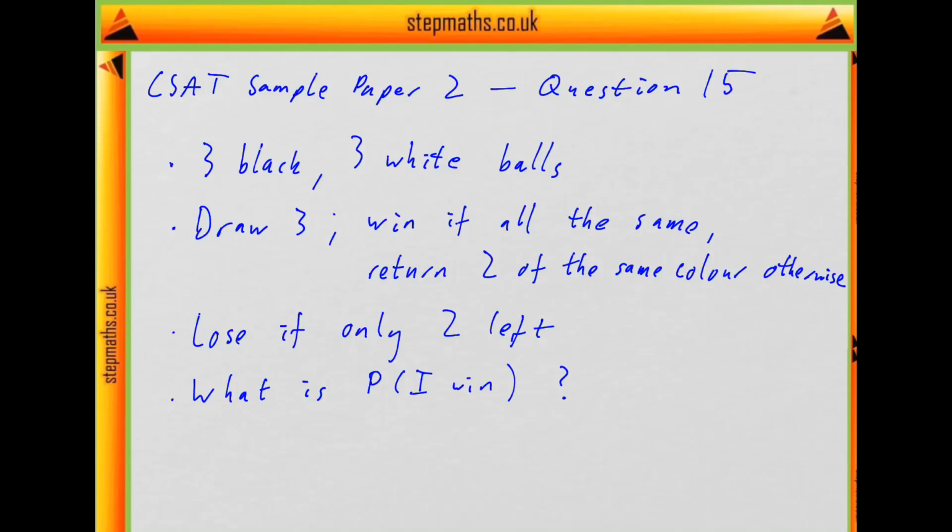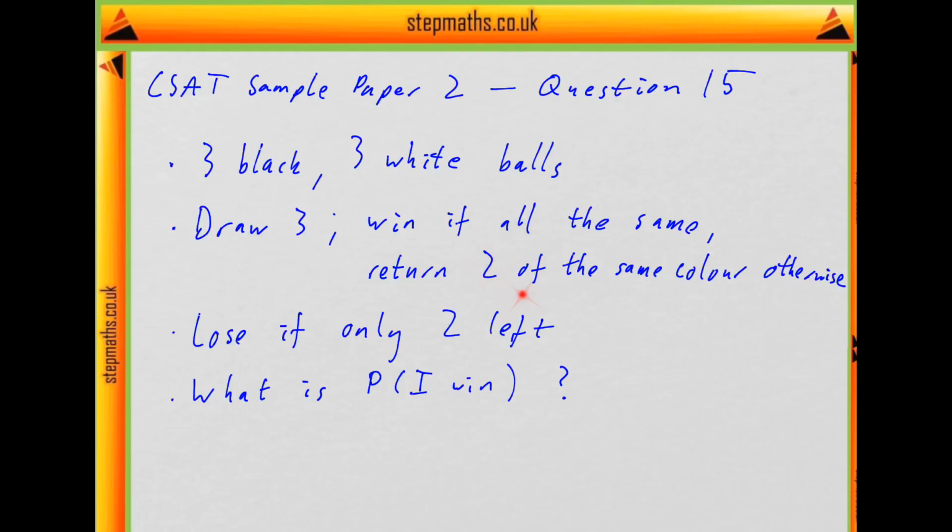This is question 15 from the second CSAT sample paper. In this question we've got a bag of 3 black balls and 3 white balls, and there's a game I play. I draw 3 balls and I win if I get all 3 balls the same, but if I don't, then I have to have 2 black and 1 white, or 1 black and 2 white. It has to be a pair, 2 and 1.